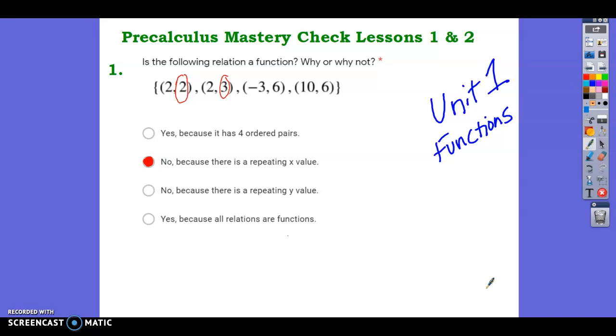So for number 1, the following is not a relation because of the repeated x value. Don't really like how these answers are worded here, but for every x, there has to be exactly one y. When you plug in x the first time, you get an output of a 2. The second time you plug an x in, you get an output of a 3. So that's number 1.